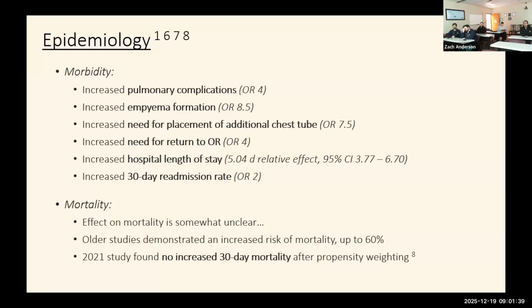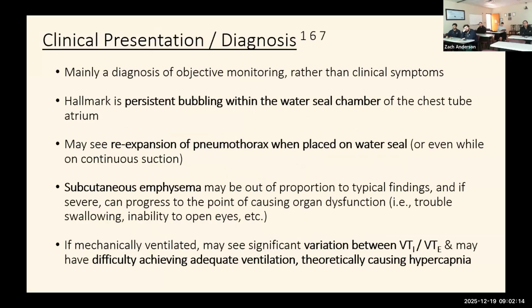Mortality. Honestly, the older studies really showed a huge range of mortality. There's one from, I think, 98 that was in a trauma hospital, and they showed a mortality of up to 60%, but they were using a tidal volume of 14 mL per kg. The 2021 study, though, showed no increased 30-day mortality after propensity weighting. So I think we need more information on mortality. But in my opinion, if something increases morbidity, it's probably also increasing mortality.